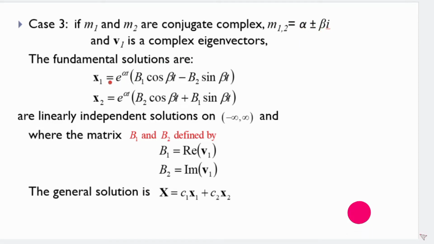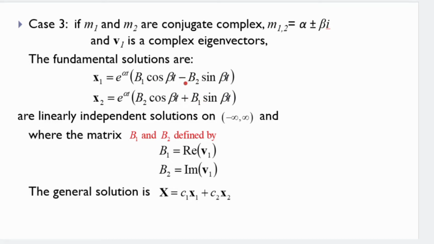So we can write the solutions as x1 equal to e power alpha t, b1 cos beta t minus b2 sin beta t. Here alpha is the real part of the eigenvalues, beta is the imaginary part of the eigenvalues. And x2 equals e power alpha t, b2 cos beta t plus b1 sin beta t. So you can see here how we write x2 from x1. We just change the coefficient of cos beta t to b2 and the coefficient of sin beta t to b1.